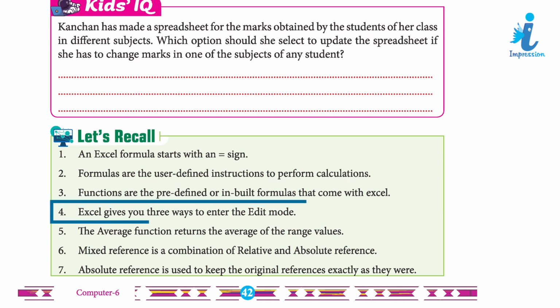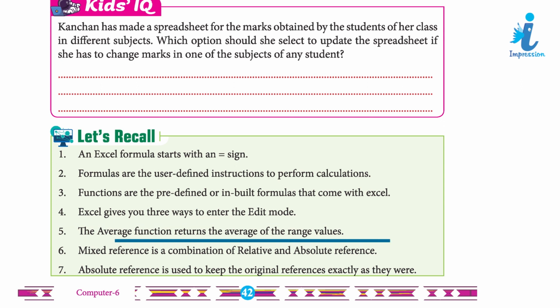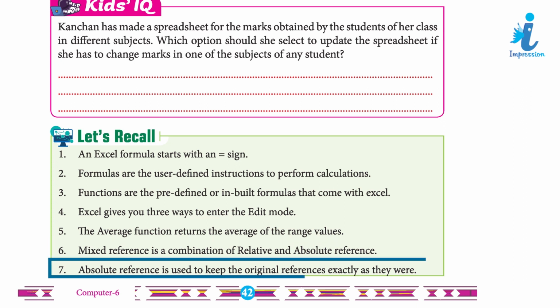4. Excel gives you 3 ways to enter the edit mode. 5. The average function returns the average of the range of values. 6. Mixed reference is a combination of relative and absolute reference. 7. Absolute reference is used to keep the original reference exactly as it was.